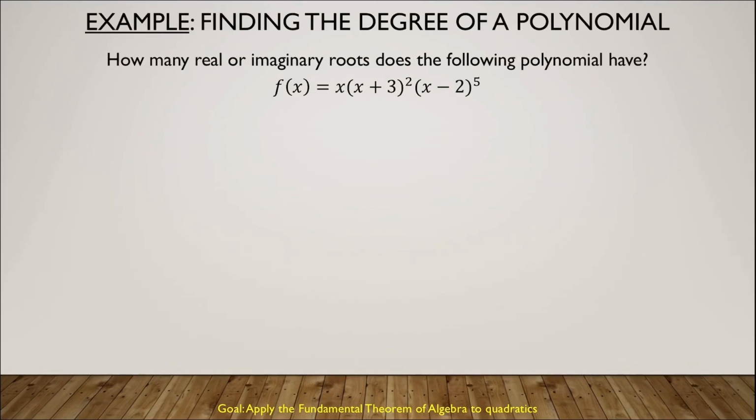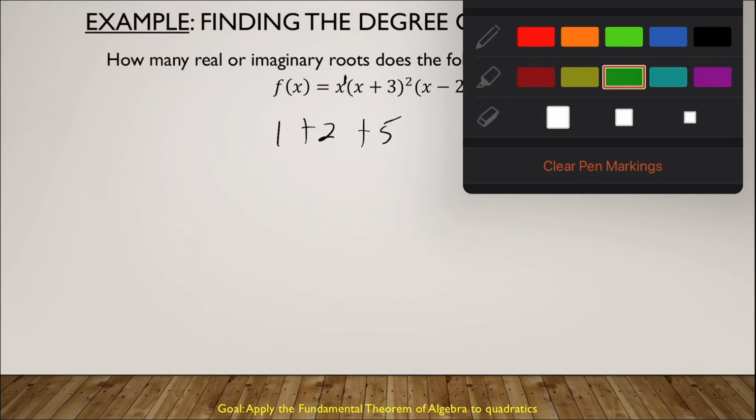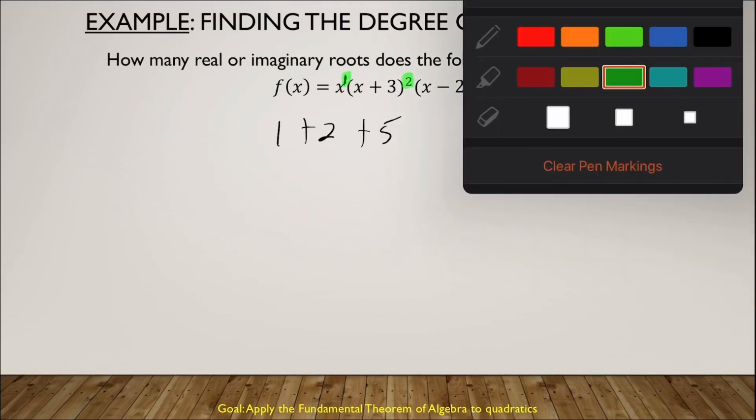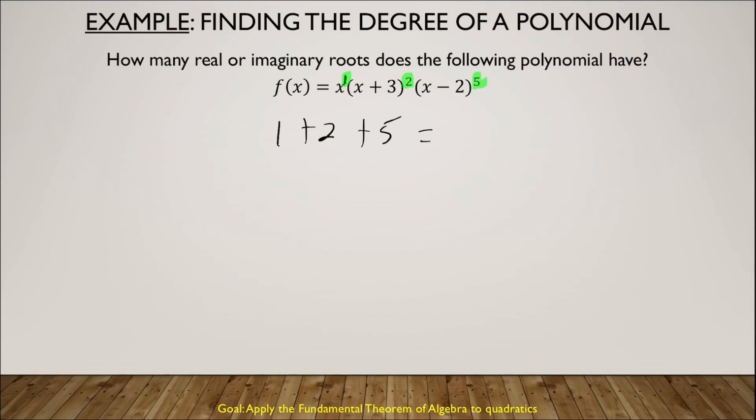So let's look at this one. How many real or imaginary roots does the following polynomial have? So right here, I'm just looking at my multiplicities. I have a 1 here, a 2 here, and a 5. So I go 1 plus 2 plus 5. We're just taking these exponents, and that's where I'm finding these numbers from. 5, 6, 7, 8 possible roots. And this only works for factored form.